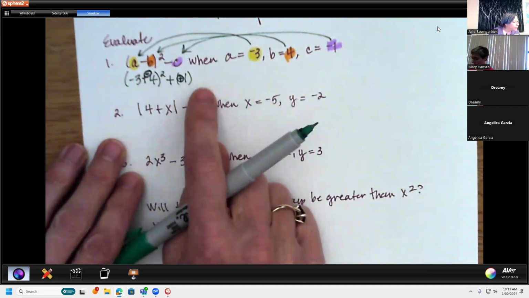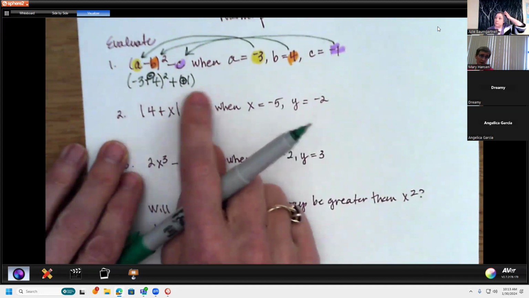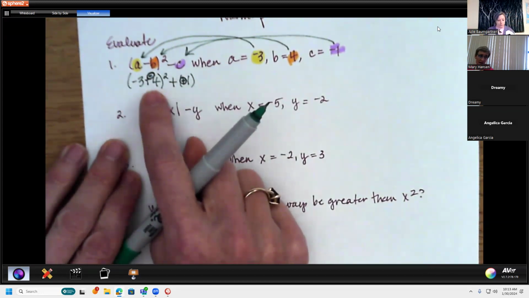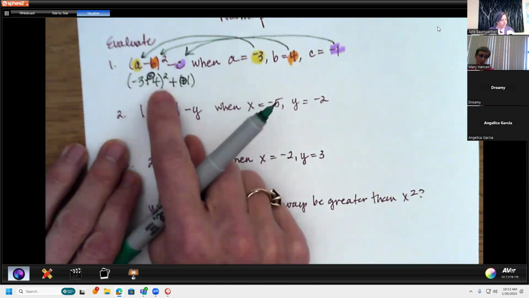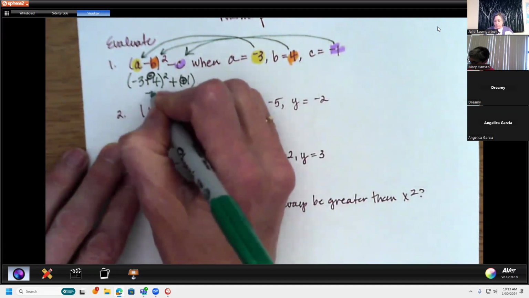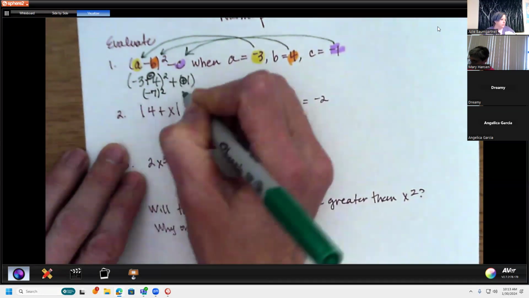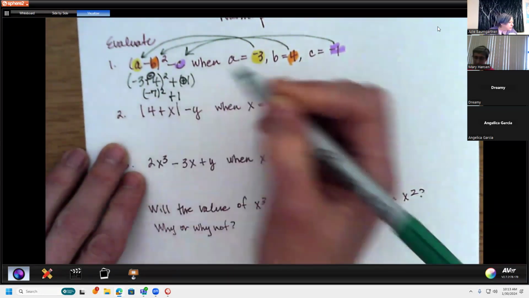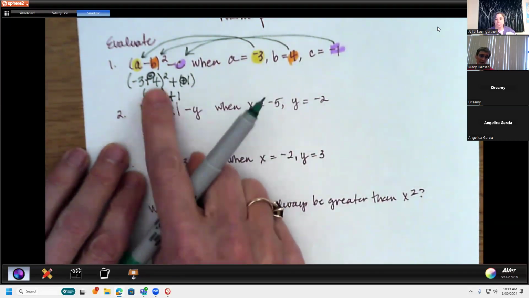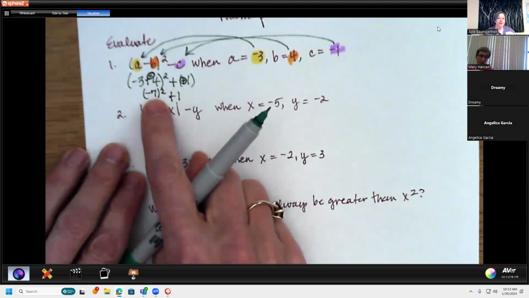Now I want to look at my order of operations, and it says I do parentheses first. So I need to do what's inside of these parentheses. And -3 plus -4, when I have the same sign, I add the numbers and keep the sign. Okay, so I've done my parentheses. This still has parentheses around it, but there's no operation left to do.